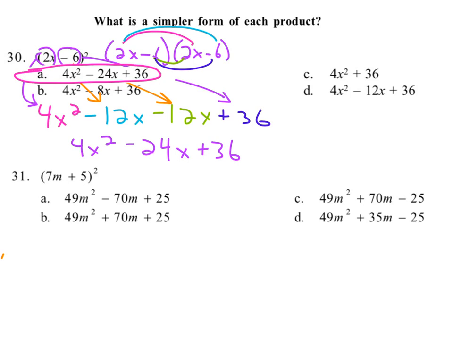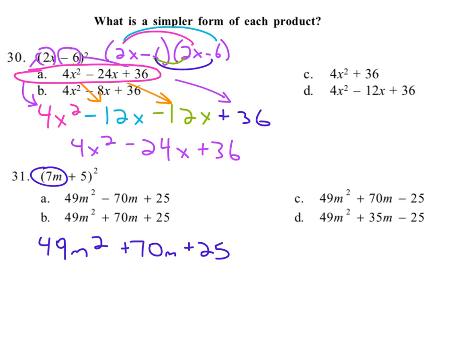Okay, let's do that. Let's square the first term for number 31. 7m times 7m is 49m squared. For the middle term, we're going to multiply 7m times positive 5, the two terms. 7m times positive 5 is 35m. And we're going to double it to 70m for the middle. And then finally, for the final term, we will square 5 and 5 and get 25.